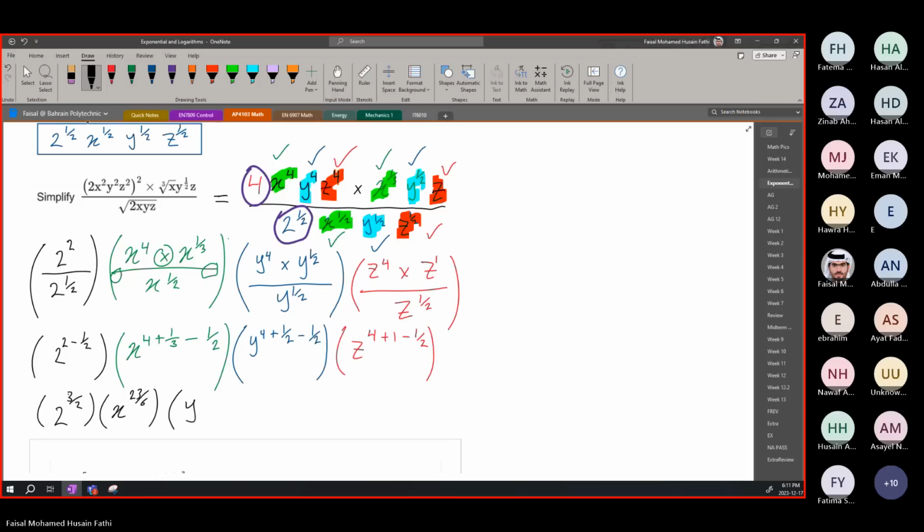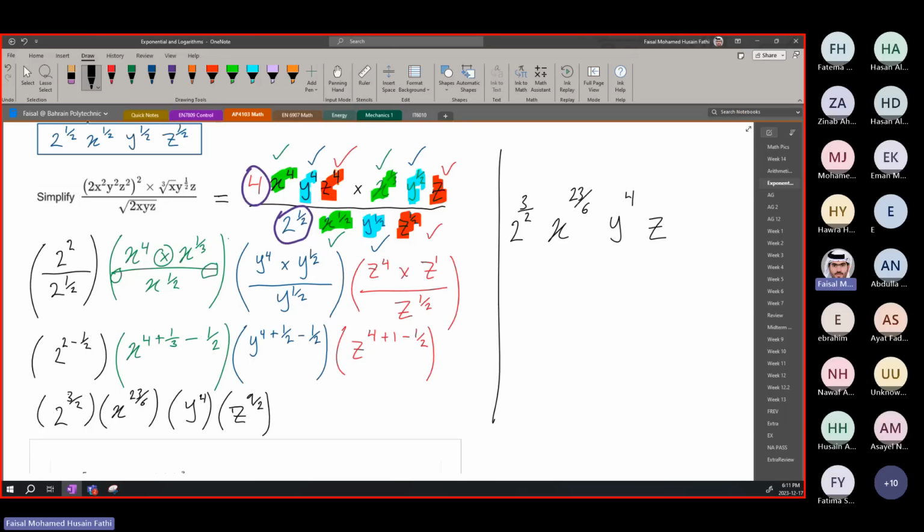Y, 4 plus half minus half. Half minus half is 0, so y to the power of 4. And then z, 4 plus 1 is 5. Minus half is 9 over 2. You can just put it in the calculator directly and keep everything in fraction form. So our final answer will be 2 to the power of 3 over 2, X to the power of 23 over 6, Y to the power of 4, and Z to the power of 9 over 2.